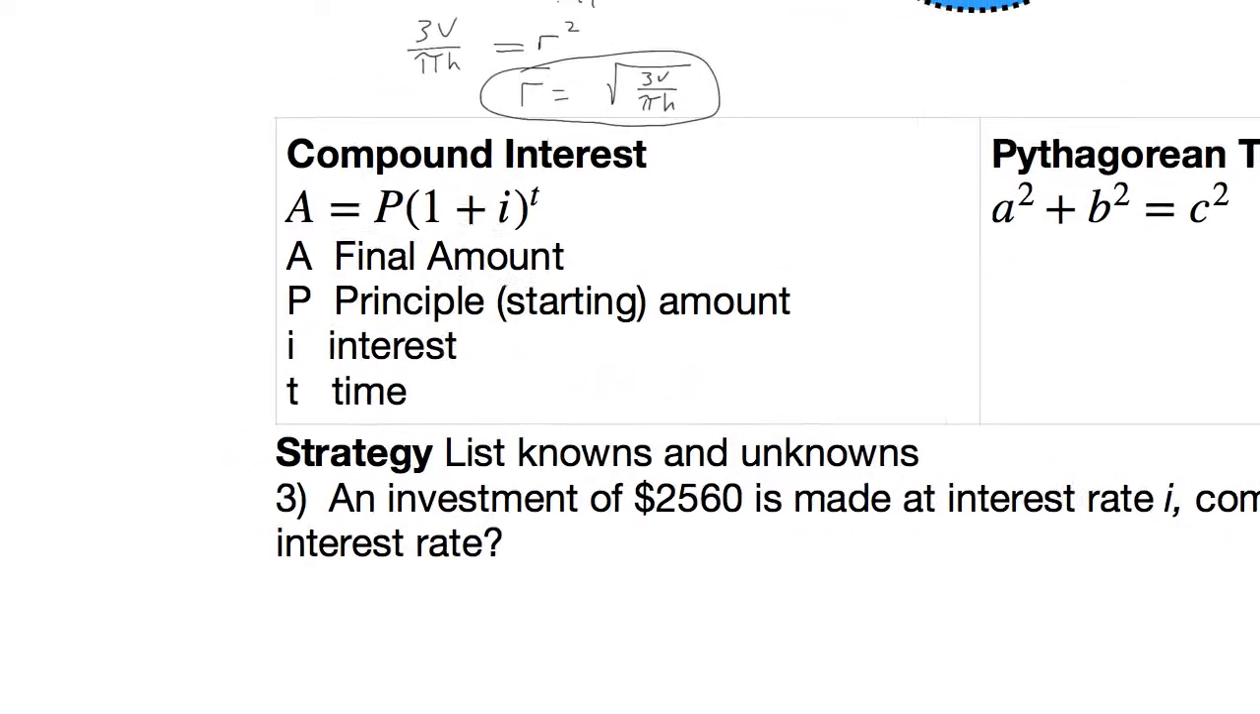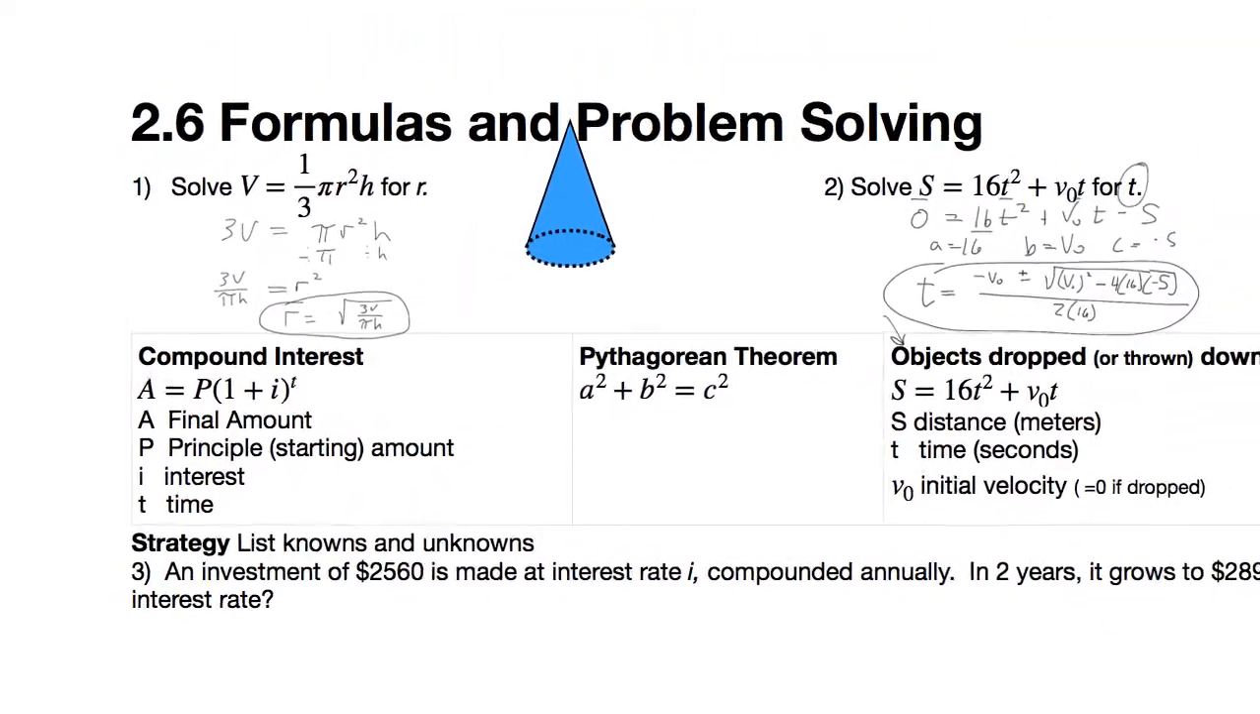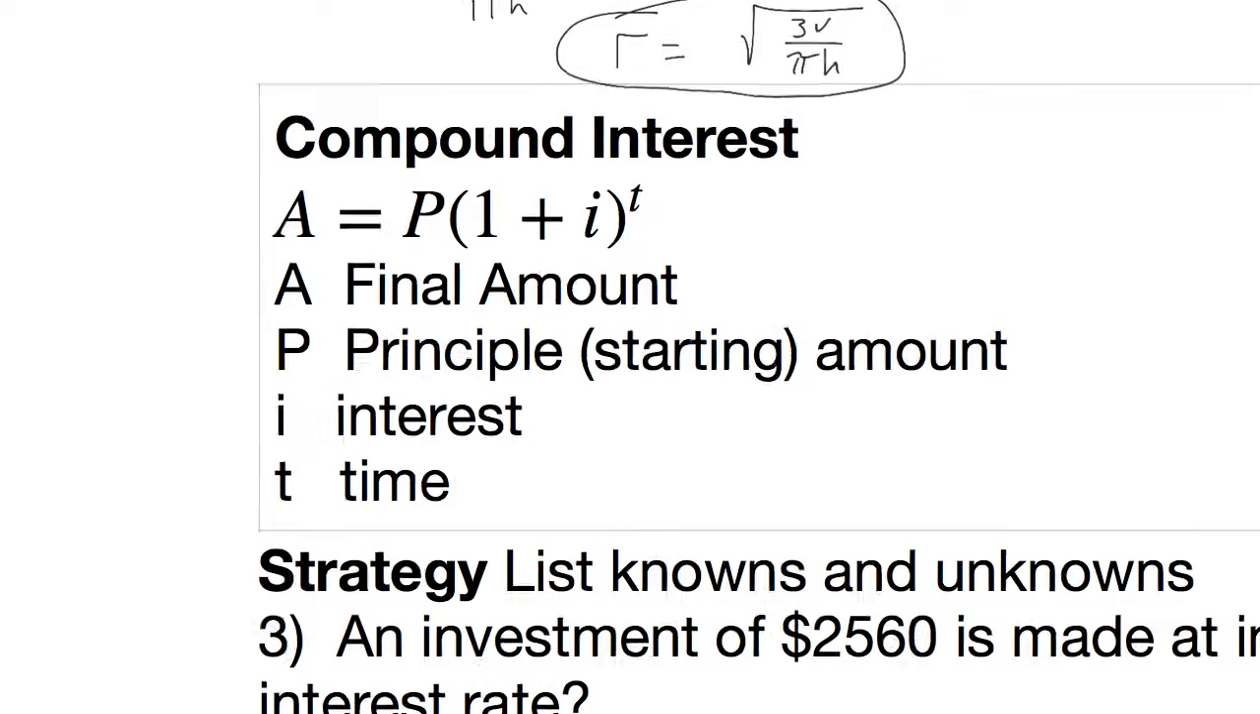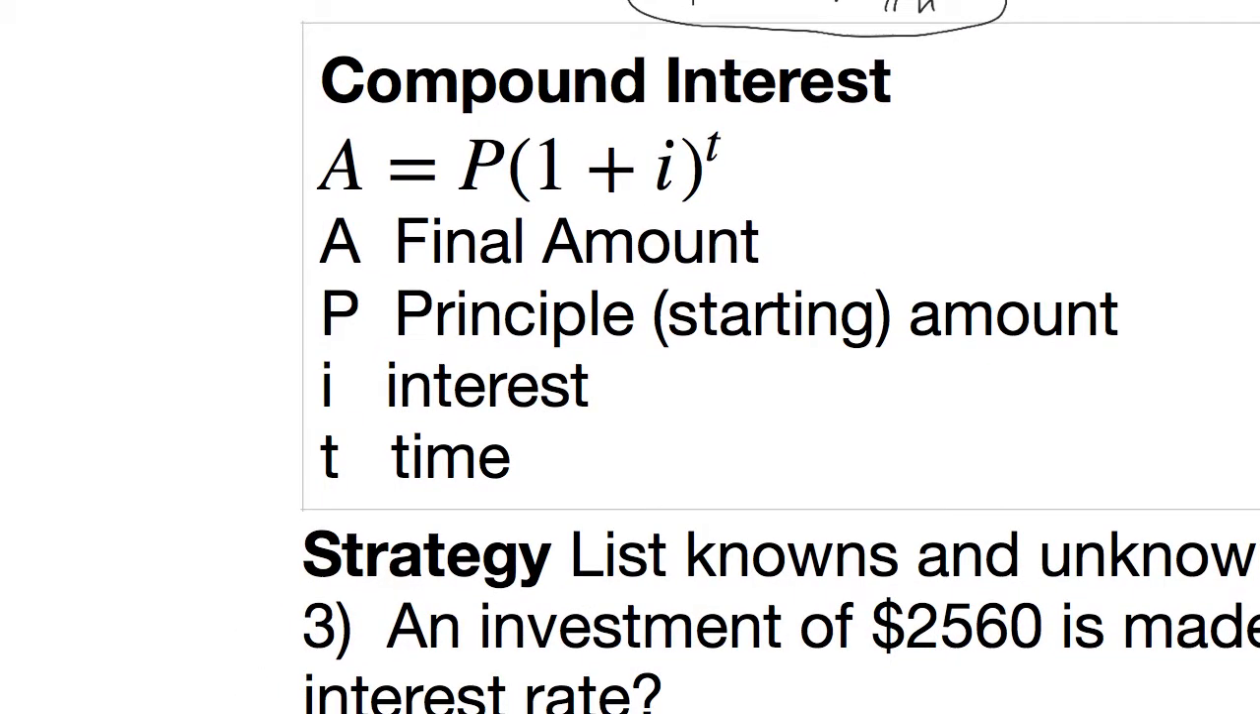Ha! So, compound interest, Pythagorean theorem, and objects dropped or thrown downward. These are three new scenarios that we can continue to develop a bit more completely now that we are mastering our quadratic equations. So, compound interest, A equals P times 1 plus I to the t. A, remember, is the final amount of money that you've got in the bank. P is the principal amount, the starting amount. I is the interest rate, usually expressed as a decimal when you're plugging it into the formula. And then t is time in years.